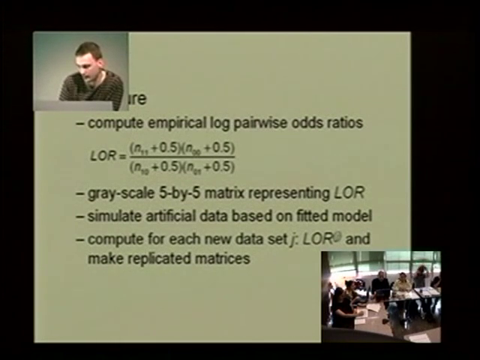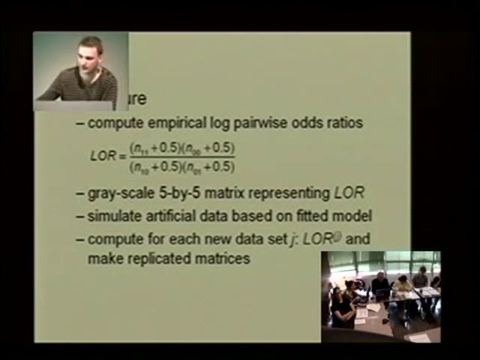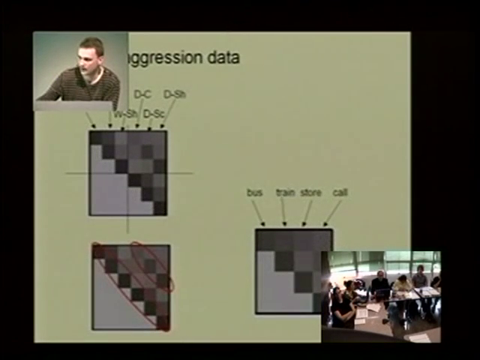And the next step is I simulated artificial data based on the fitted Rasch model. So I fitted the Rasch model, took the parameter estimates, simulated new data, and for these new simulated data sets, I repeated the procedure of constructing the grayscale matrix based on the log odds ratios. And then I compared the empirical, or the one that was based on the observed data, with the ones based on the simulated data. So here is an example of how I did it.